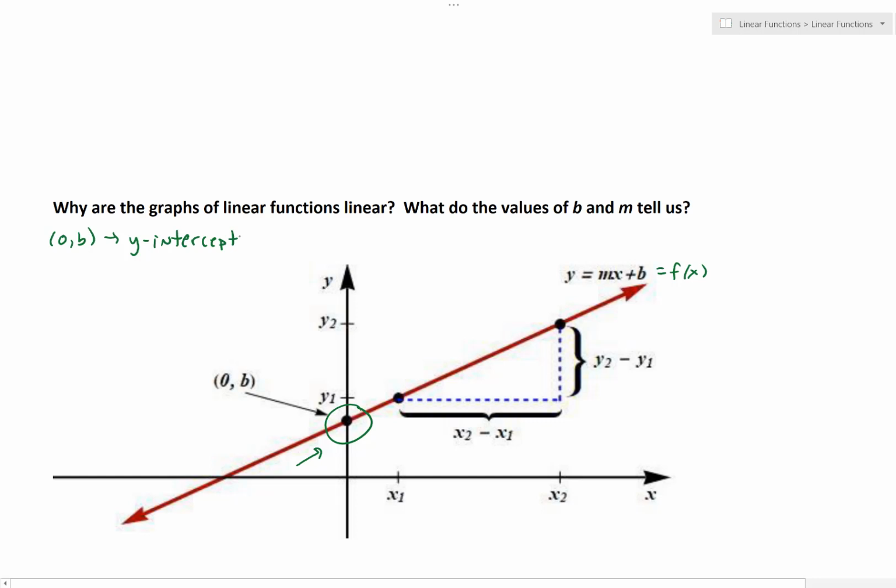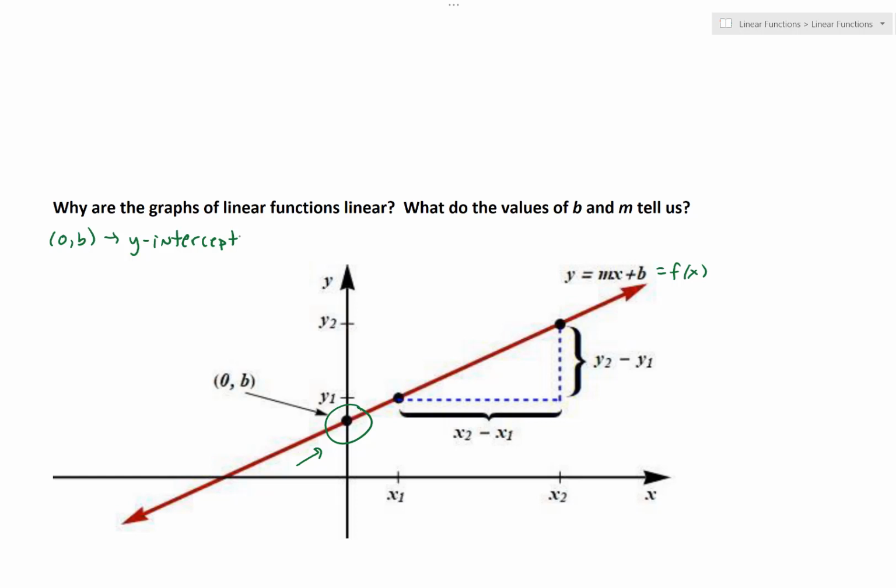Where does the function intersect the y-axis, the vertical axis? So the value of b is always that vertical position on the y-axis. So that's instant. We could get that instantly once we have the formula.